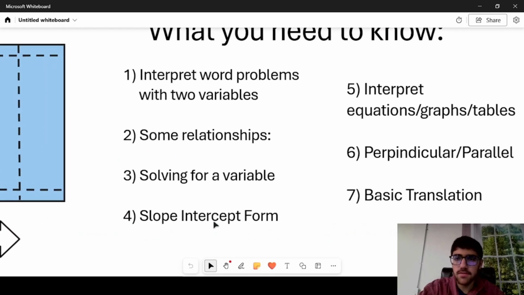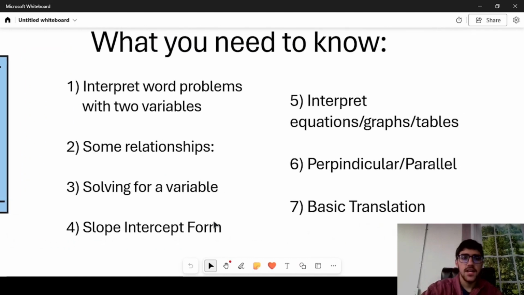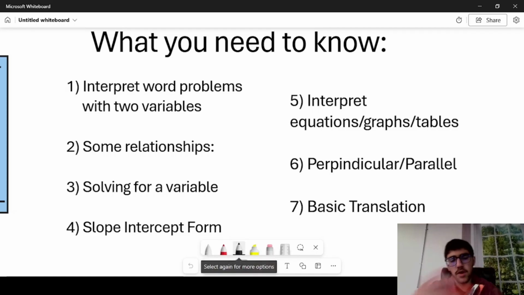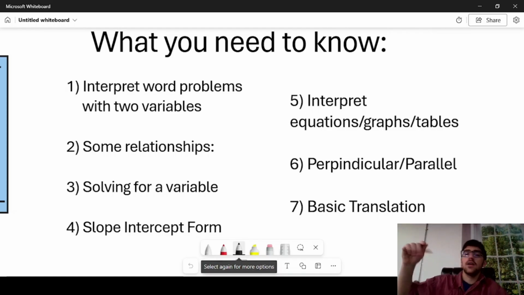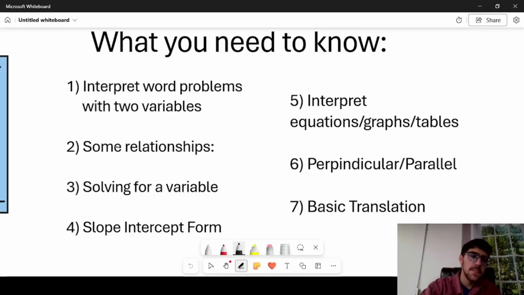So how do you solve these questions? What do you need to know? Similar to the other ones, you need to know how to interpret word problems with two variables. They're going to give you a question with a scenario, and either they give you a scenario and an equation and you have to tell them what a number means, or they give you a scenario and you have to make an equation, or sometimes you just have to solve for one of the variables in the equation, and so on. And then number two, you need to know some relationships.